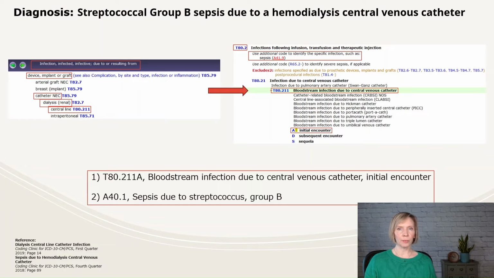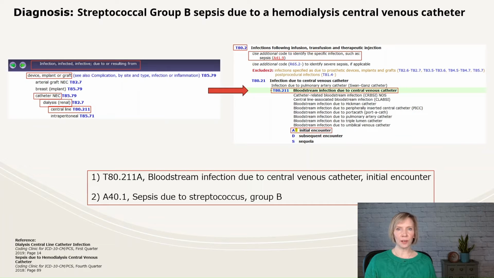To begin looking up our code, we start in the alphabetic index under the main term infection and find the subterm due to or resulting from. Then we go to device, implant, or graft, then to catheter NEC, then to dialysis, and finally to central line, which leads us to code T80.212.